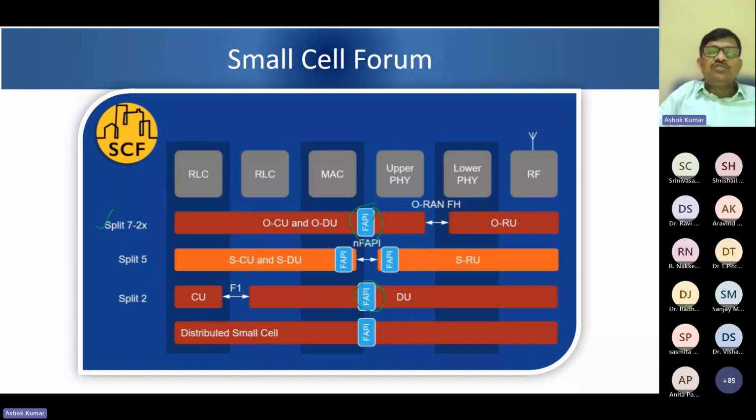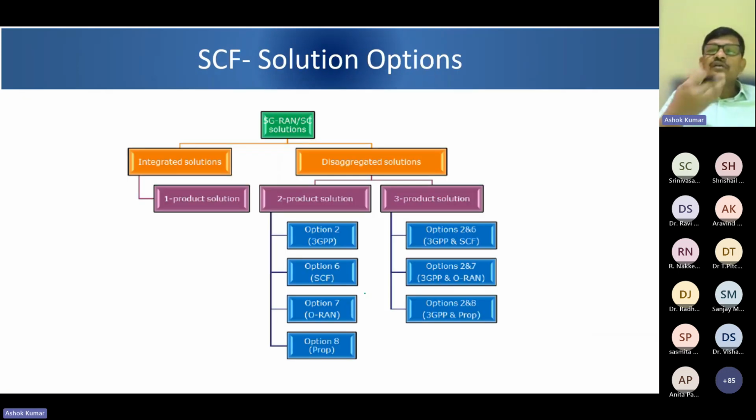So what they're trying to say is that in all scenarios you can use the FAPI interface developed by them, as NFAPI or FAPI, including option 6 or split 6. So this is the overall Small Cell Forum solution. You can have an integrated solution, you can have a disaggregated solution. In integrated, you have one product, and you can use FAPI internally.